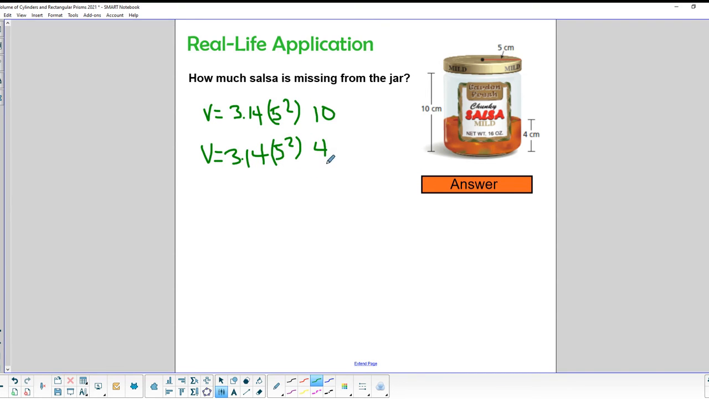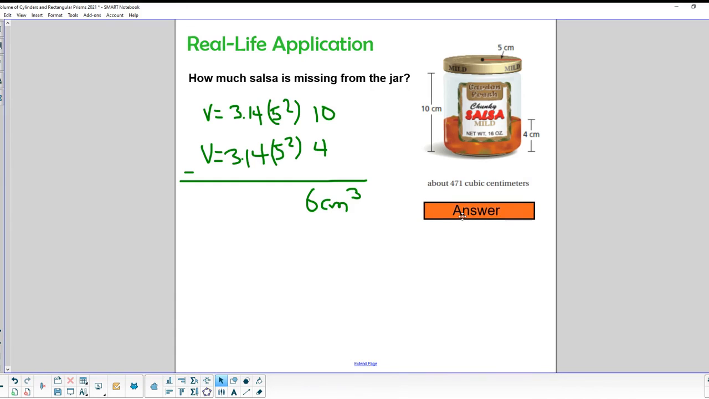So when we do this, I kind of got in a hurry and made a little mistake here. See if you can catch my mistake. So I assumed that the 3.14 times 5 squared will cancel each other out, and I just do 10 minus 4, which is 6. Is that my answer? 6 centimeters cubed? Well, I don't know. Let's check the answer, see what we get. If we actually check the answer, wait, I got 471 cubic centimeters. Something's not right here. So on this problem, we've got to go back to work a little bit.